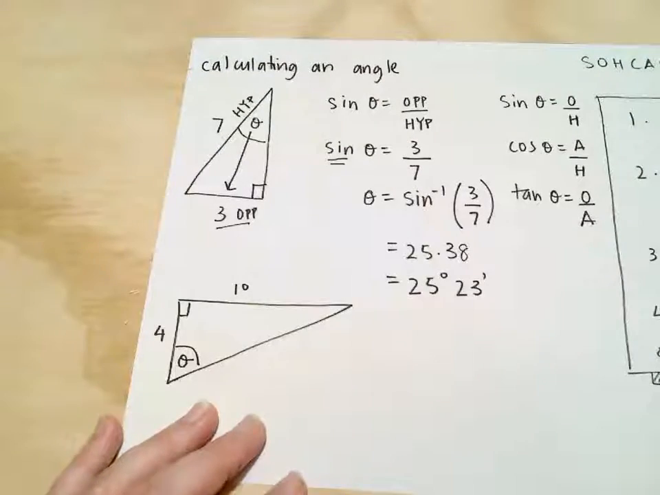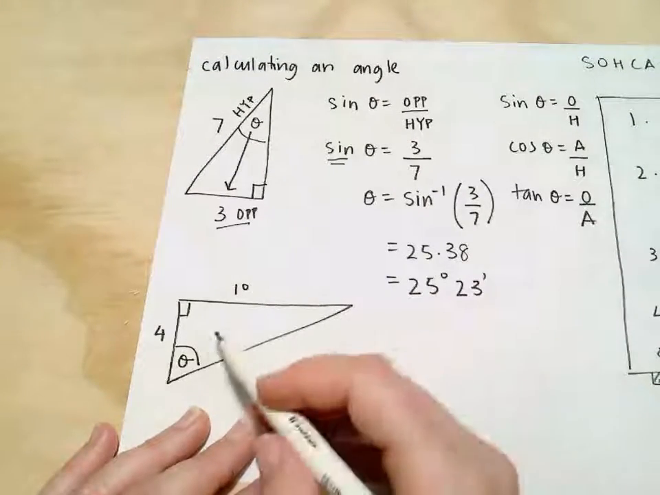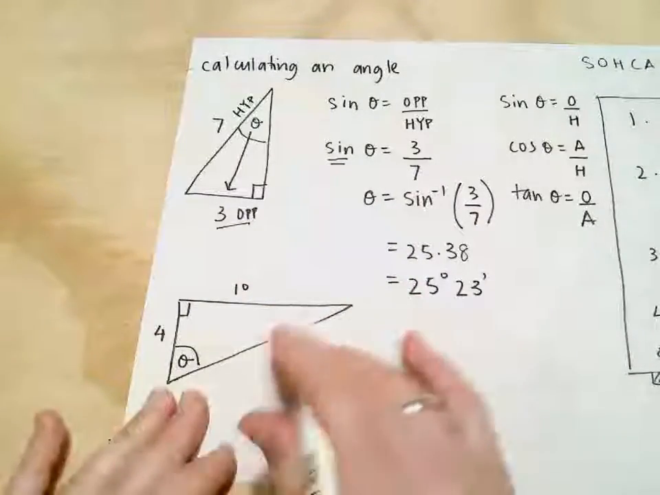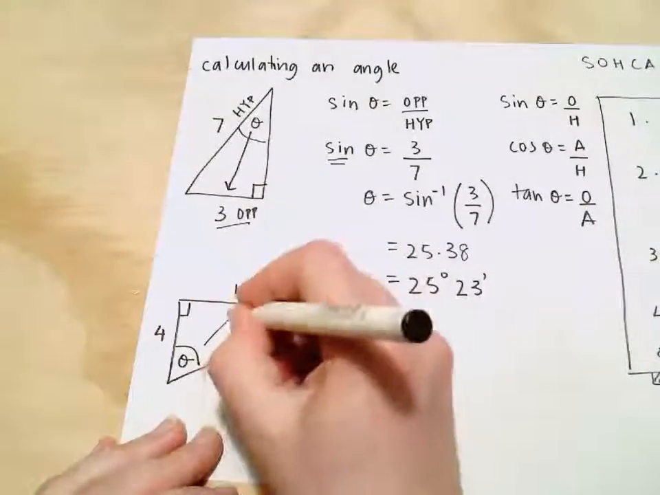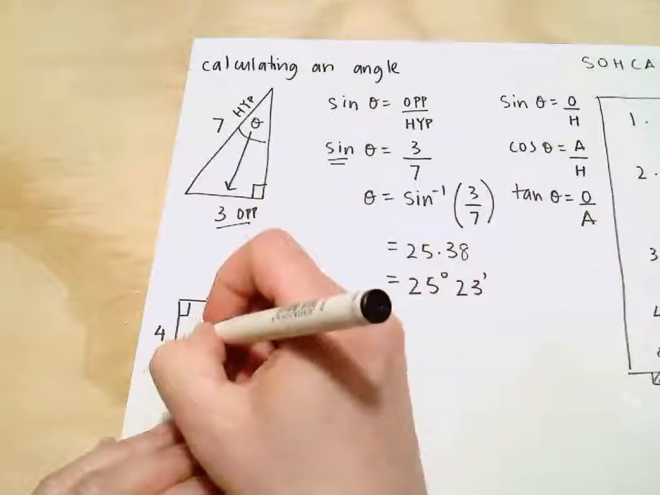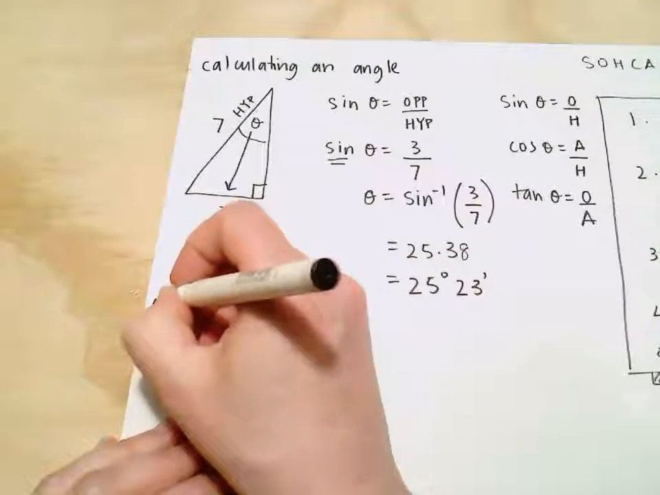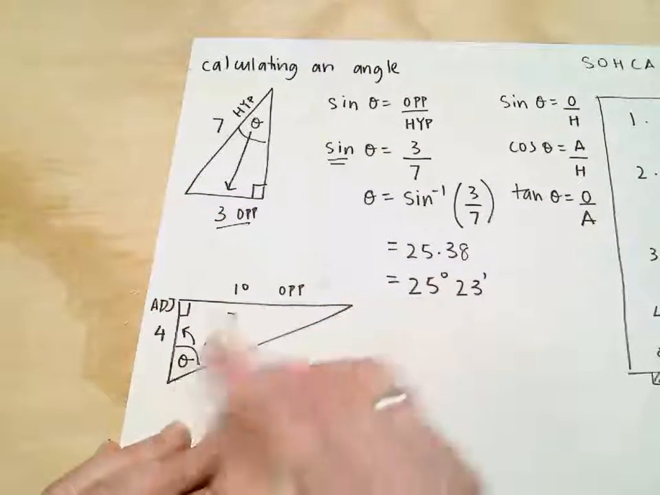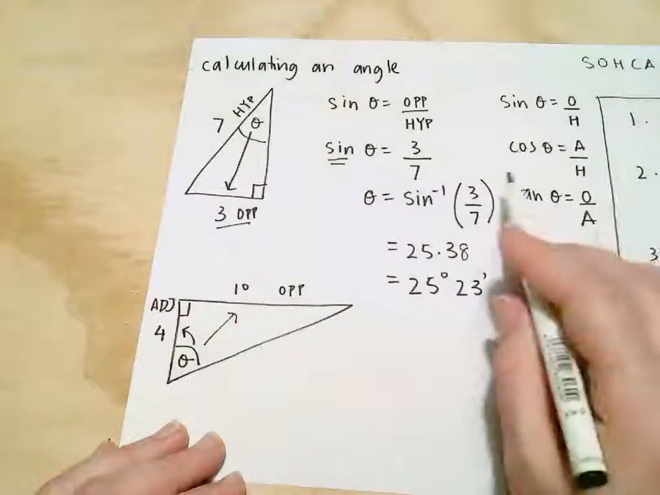All right, let's have a look at the next one here. First of all, I have to label the sides. This is my hypotenuse, so I don't need to label that because there's no number there. This is my opposite side because it's opposite the angle. This one is adjacent to the angle. Which of my ratios involves opposite and adjacent? It's going to be my tan ratio.